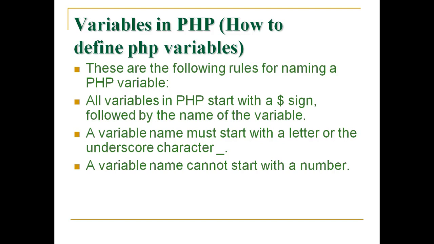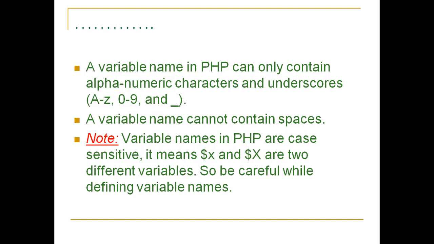The variable name must start with a letter or the underscore character. You can define a variable starting with a letter or underscore after the dollar. A variable name cannot start with a number. A variable name in PHP can only contain alphanumeric characters and underscore. A variable name cannot contain any spaces. So these are the rules of how to create variables in PHP.